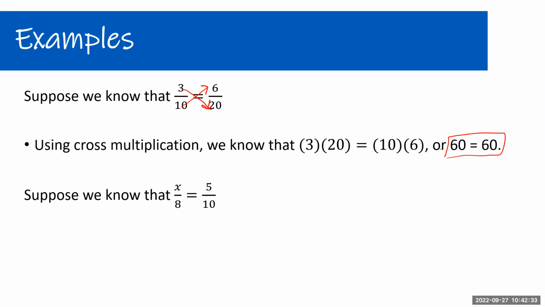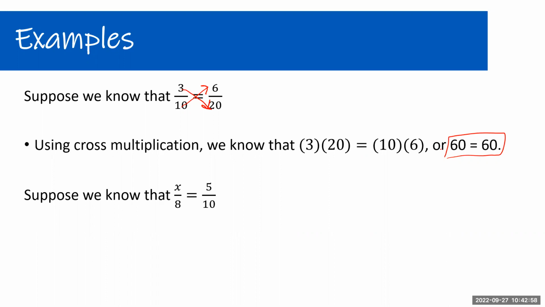Now, a lot of times, we're not going to be proving that two things are equal. You might want to do that in a chemistry lab or to check yourself in other applications. But a lot of times in this class, we're going to be solving for how much we need of something. And a lot of times in the real world, you'll be doing that as well. So suppose that we know that x over 8 equals 5 over 10. How are we going to solve for x?